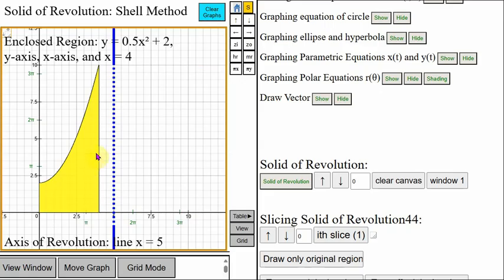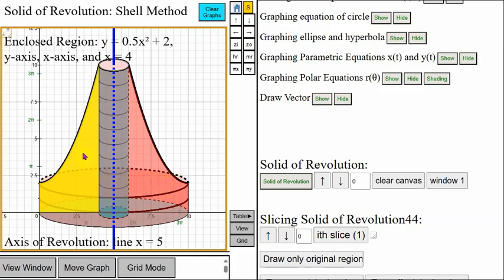Here's the yellow region again. The top of the region is bounded by the graph y equal to 0.5x squared plus 2. And then on the right side, this is the line x equal to 4. And then over here on the left, the y-axis. And down here we get the x-axis. And so now I'm going to revolve this yellow region about the line x equal to 5. And when we do that, this is what we'll get.